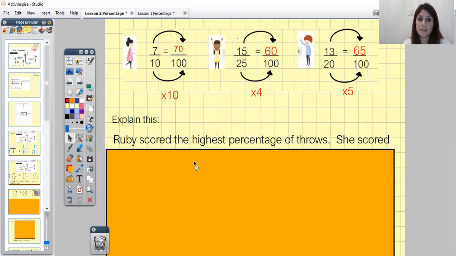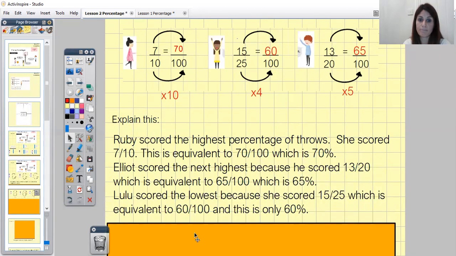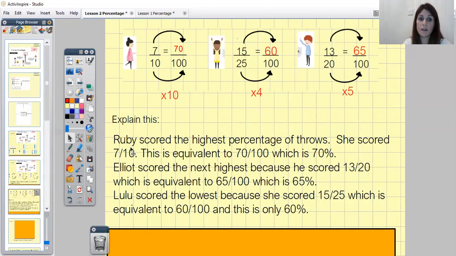So let's have a little look at how I've explained it. Okay, so I've written Ruby scored the highest percentage of throws. Because if you look, Ruby got 70, Lulu got 60, and Elliot got 65. So I've explained it here. Ruby scored the highest percentage of throws. She scored 7 out of 10. This is equivalent to, equals 70 over 100, which is 70%.